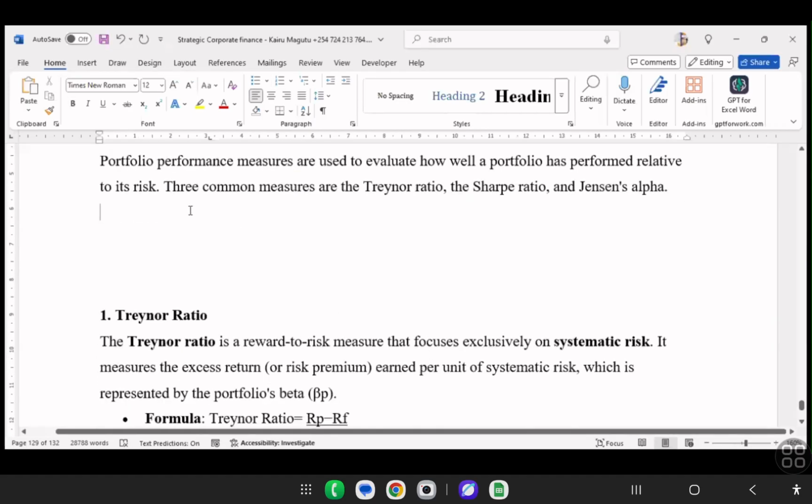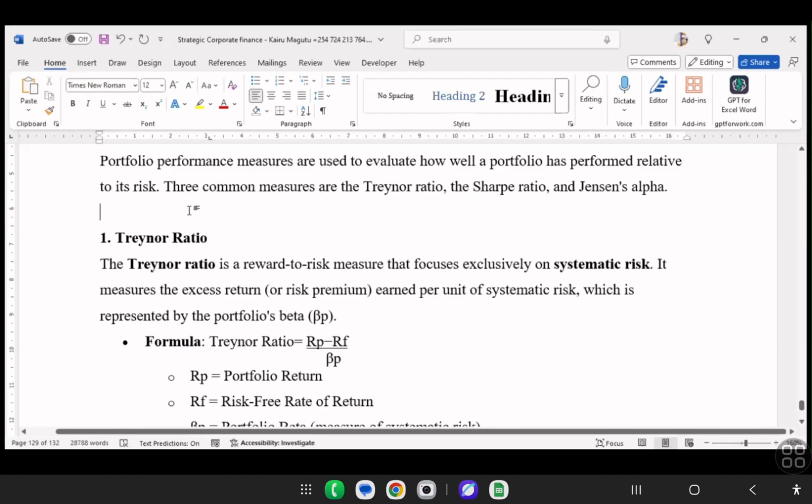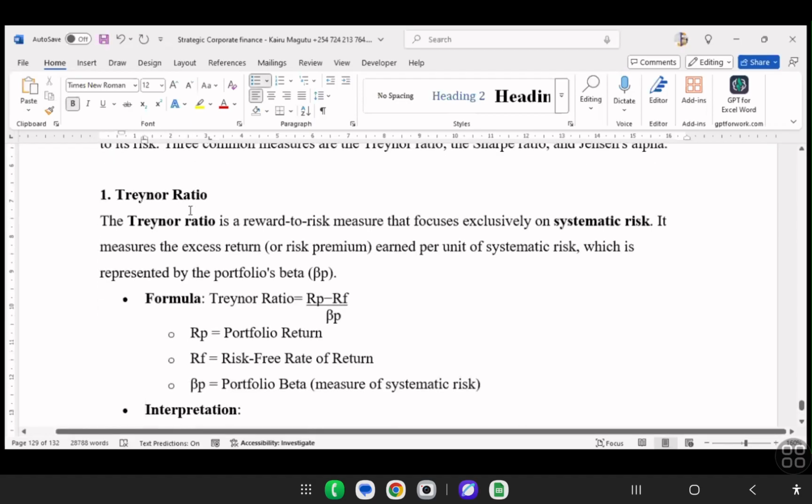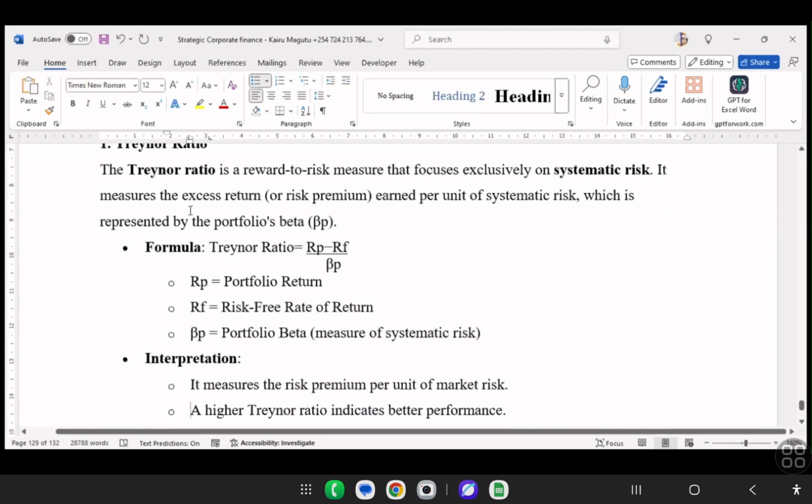Let us start with what we call the Treynor ratio. In the Treynor ratio, we say that the return of a portfolio is compared with the risk-free rate. The difference between the return of a portfolio and the risk-free rate is divided by the beta factor of the portfolio. That will give us what we call the Treynor ratio. So if I read, the Treynor ratio is a reward-to-risk measure that focuses exclusively on systematic risk. It measures the excess return or risk premium earned per unit of systematic risk, which is represented by the portfolio beta. We say that Treynor ratio is equal to the return of the portfolio minus the risk-free rate divided by the beta of the portfolio.